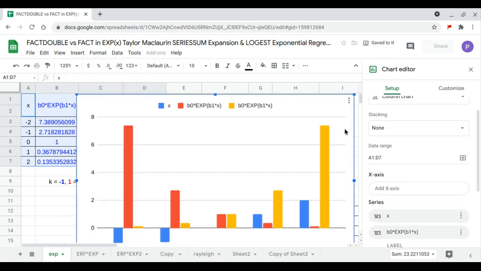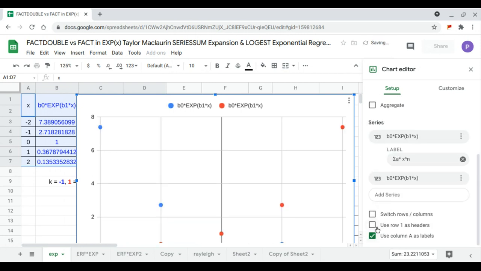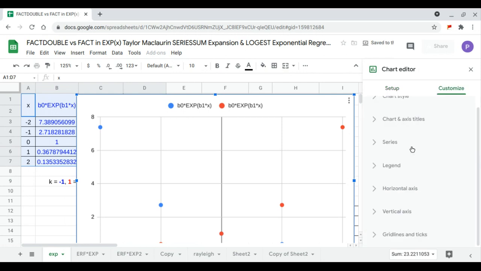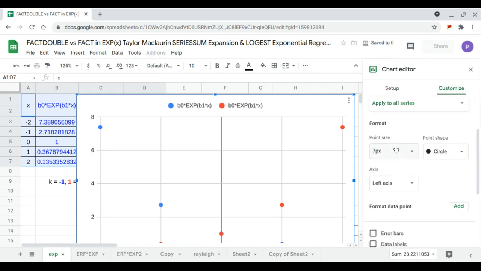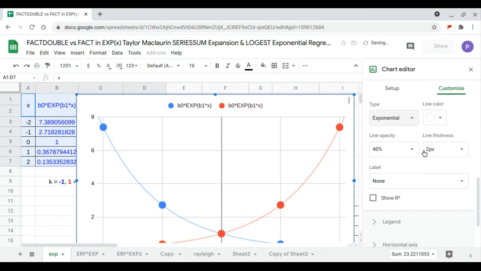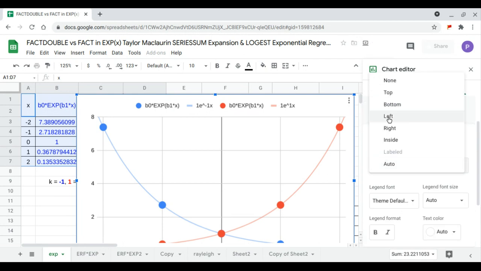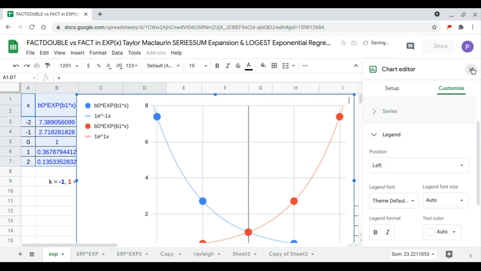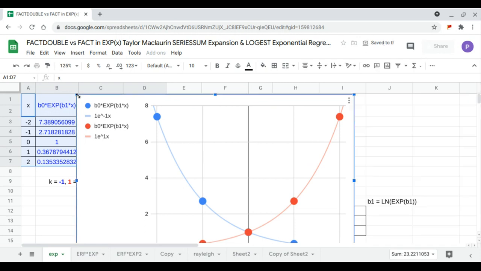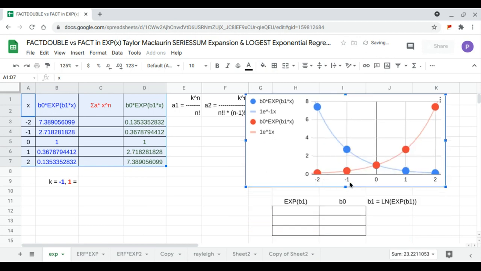And we'll use scatter chart. Use row 1 as header, column is label, and the series. The point size will be maximum. The trend line will be exponential. The label, we use the equation, the legend position at the left. Here's our trend line, and the trend line equation, which is exponential.